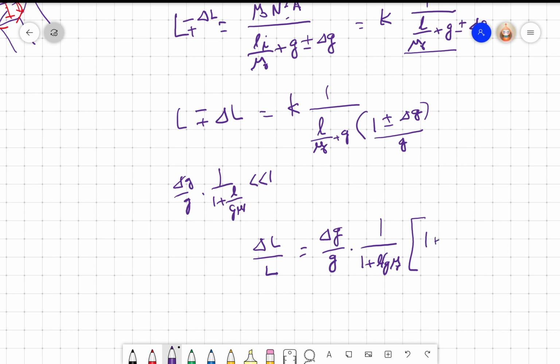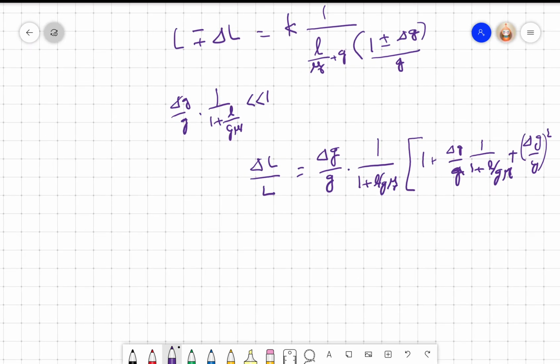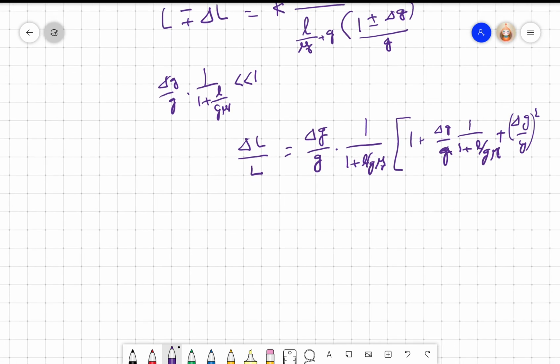1 plus delta G by G into 1 by 1 plus L by G mu R plus delta G by G whole square and so on, right? Okay, so please remember, if I have plus delta L, I have minus delta G, right? So it's vice versa. If delta G is reducing, delta L will increase.